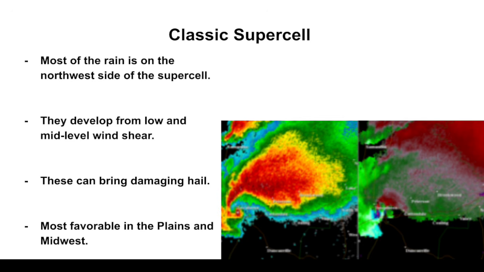Mesocyclones are most common in supercells, and they develop from a lot of wind shear, but also from several different ingredients. But of the basics, you need quite a bit of wind shear aloft and in the low levels of the atmosphere to get the supercells to be organized and move with east-southeast motions. Again, they can bring damaging hail. Hail could be baseball or softball size in supercells. There's a greater chance to get big hail on these rather than complexes of thunderstorms.